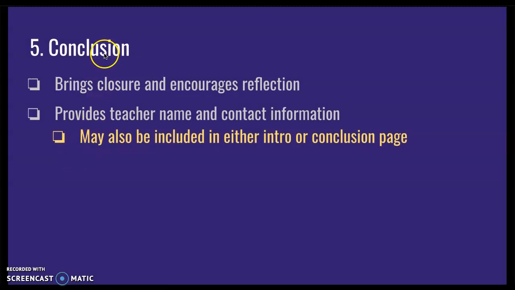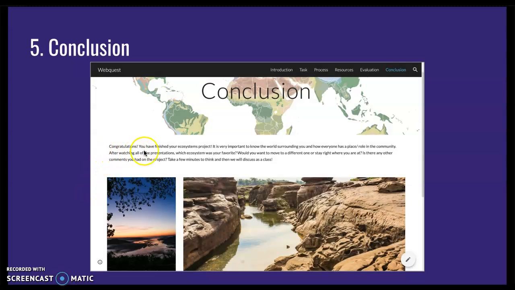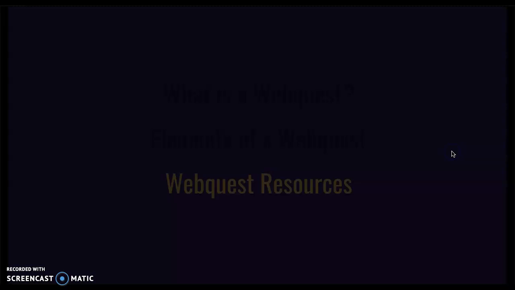So the last slide is conclusion. This is where you bring everything together. Here again, if you would like, you can put your teacher name and contact information. It's just simply, I hope you enjoyed this activity, etc., etc. It doesn't have to be anything Pulitzer Prize winning or anything like that. As you can see, congratulations, you finished your project. A couple images, and then just some simple things about, again, some questions maybe moving forward and things of that nature. And as you can see up here on the tab bar, you can see the different tabs or pages that are included: introduction, task, process, resources, evaluation, and conclusion.